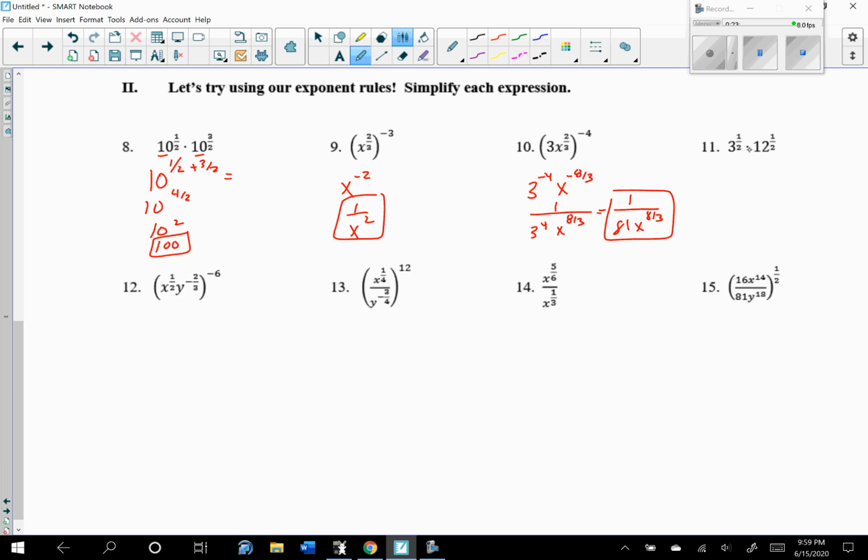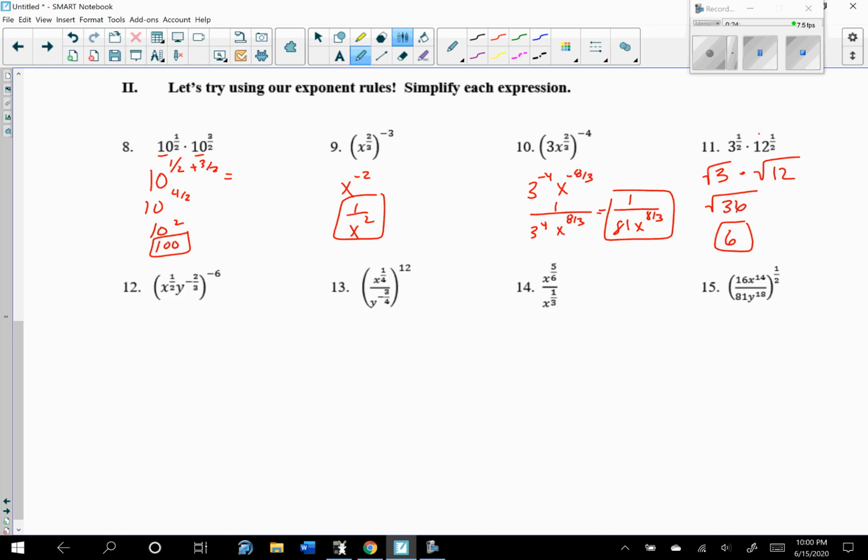We have right here 3 to the 1/2 times 12 to the 1/2. These are not the same bases, so we can't just add the exponents. But let's go ahead and rewrite this to see if that helps us simplify. This is the 1/2, so the index is 2, so the square root of 3 to the 1st power times the square root of 12. Well, we know rules of radicals. If you have two radicals that are being multiplied, you can multiply what's underneath. So really this is the square root of 3 times 12, which is 36. And then we know the square root of 36 is equal to 6.